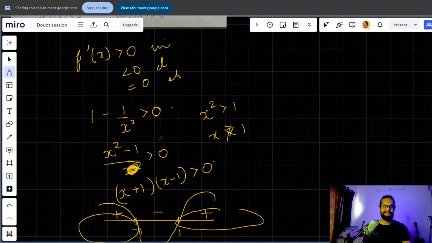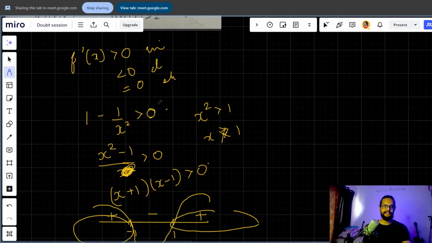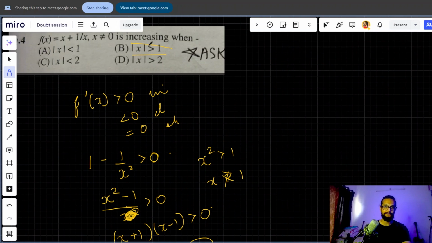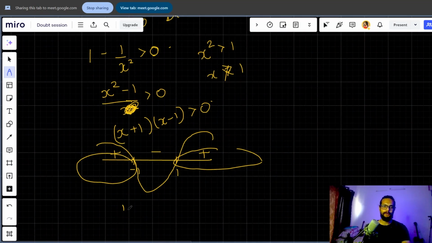It's a fancy way of saying mod of x greater than 1, by the way. You know that, right? Mod of x greater than 1 means either x is greater than 1 or less than minus 1. Because in both the cases, when you take the mod, the value will be greater than 1. So a concise way of writing the same thing is basically mod of x greater than 1. Any doubts here? No. That's how you solve this. Clear? Cool. Let's move on to the next one.